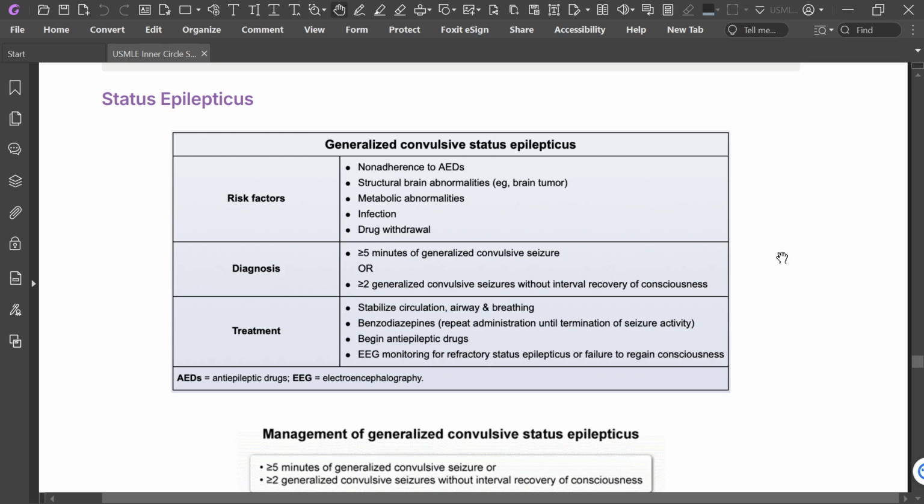What is its treatment? Treatment is to stabilize circulation, airway, breathing. We can use benzos, repeating administration until termination of seizure activity. Begin anti-epileptic drugs, and EEG for refractory status epilepticus.